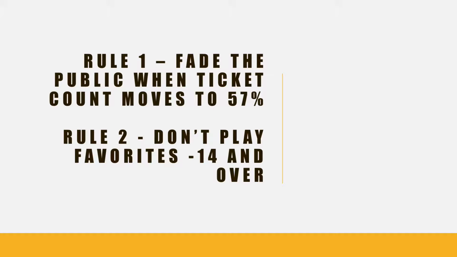But now when you see a line where 57% of the tickets are on a team, that is what I call a public team. That means the majority of tickets are on that team. So going back to the point I made earlier, that means the value is going to be on the opposite side, meaning you're getting more points, more value going in the opposite direction of the public. So to distinguish between just an ordinary line and a public line, we put these rules in place. So when the ticket count moves to 57%, we can assume that is a public team.